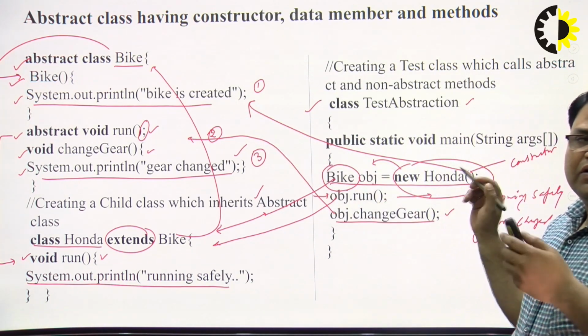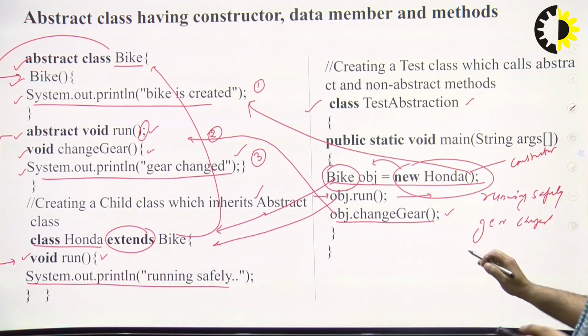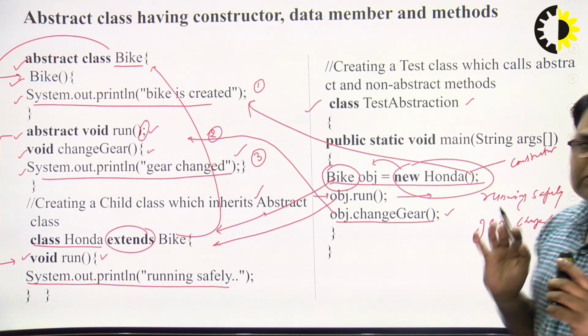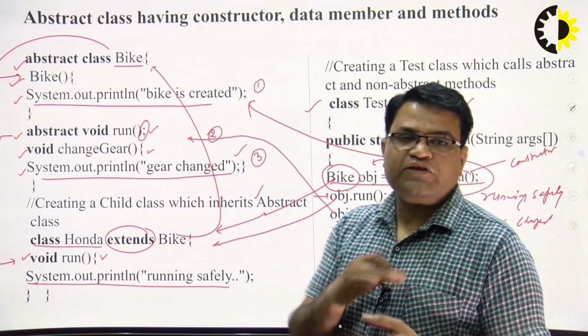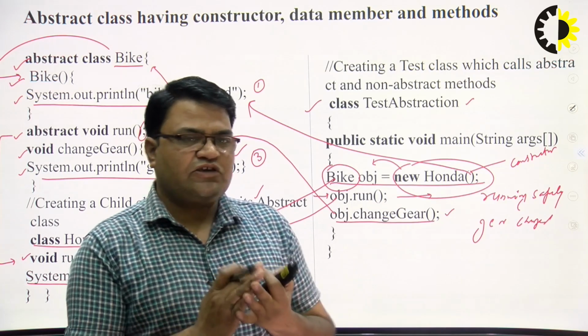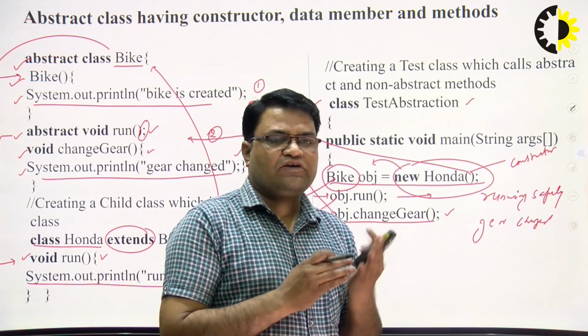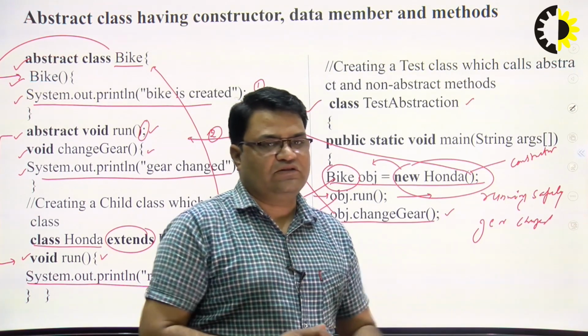Bike is created. First of all, this prints the message bike is created, then running safely, then gear changed. These are the three messages that will be printed. First of all, with the help of the constructor. The second one is from the abstract method, and the third message will be printed from the non-abstract method.